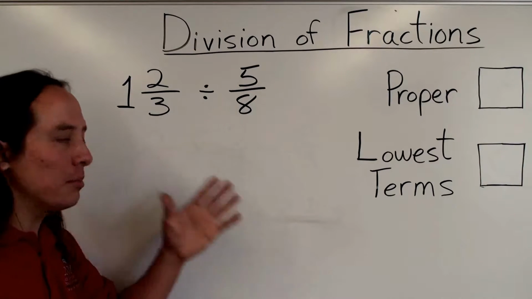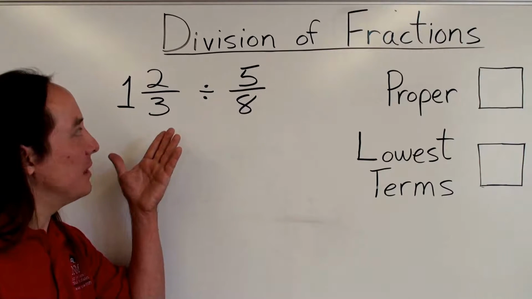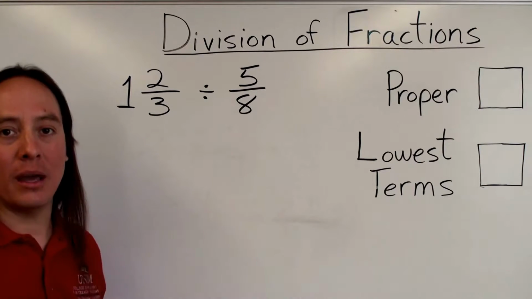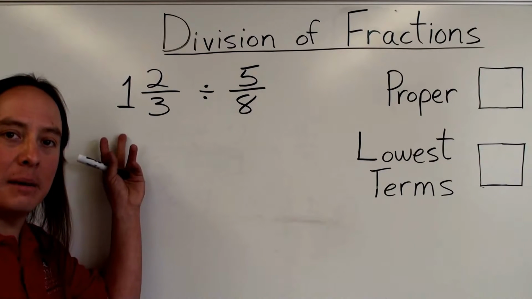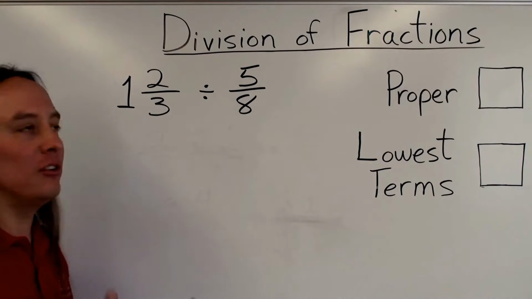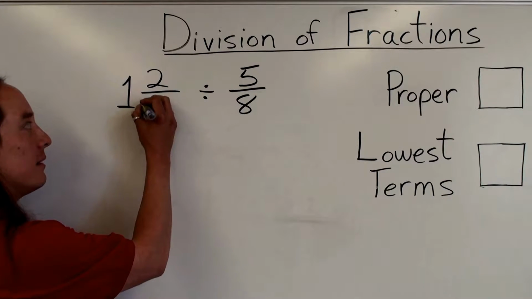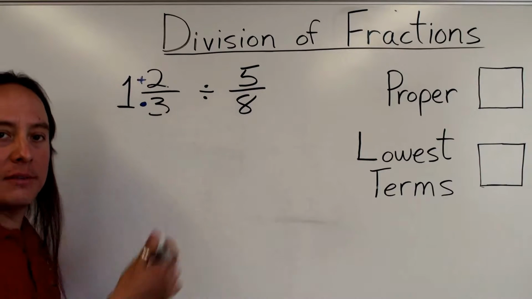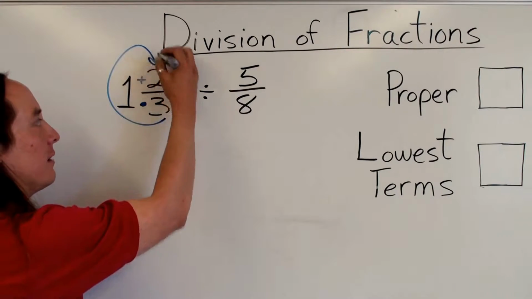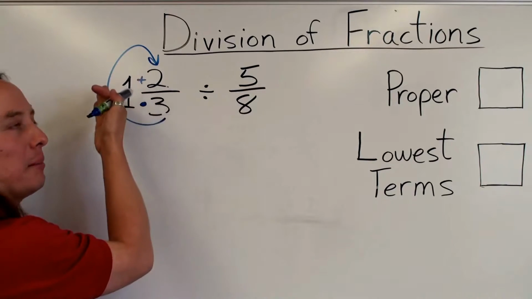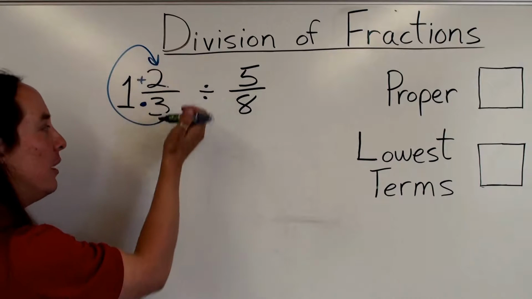Multiplying and dividing fractions, you can't have whole numbers. So we have to do the conversion here. We have to convert 1 2/3, this mixed number, into an improper fraction to be able to do the operation. So first things first, let's convert this mixed number into an improper fraction. And remember that it's starting with the denominator, multiplying by the whole number, adding the numerator. So 3 times 1 is 3, plus 2 is 5.